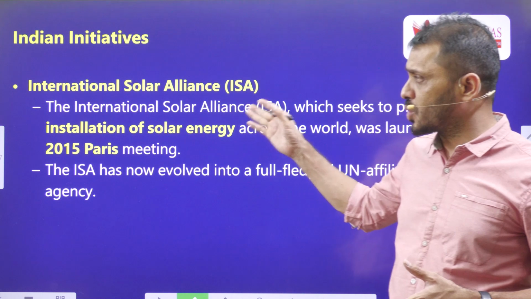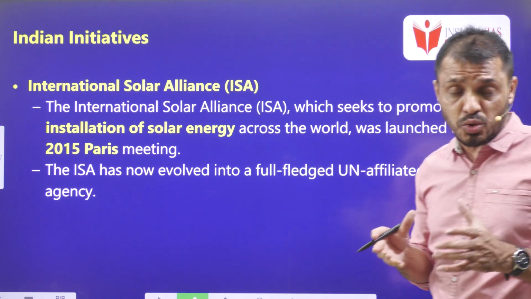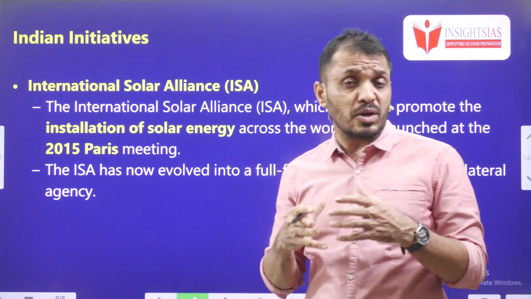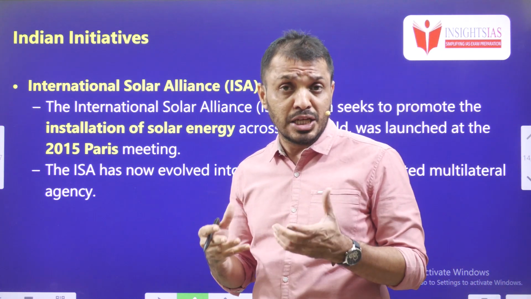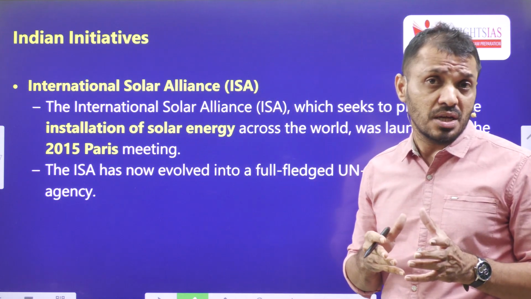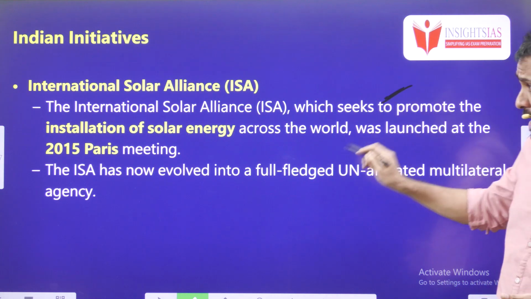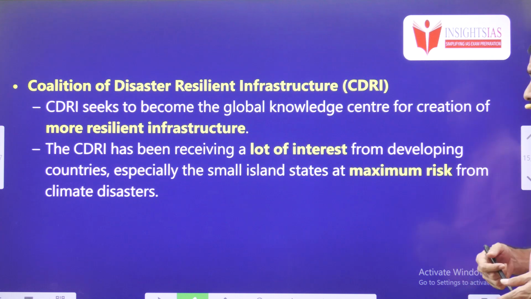Next, India's initiatives at the COP Summit. One is the International Solar Alliance. The International Solar Alliance is an effort to increase solar energy in countries mainly located between the Tropic of Cancer and the Tropic of Capricorn. Because solar energy availability is very high in this particular region. The International Solar Alliance was proposed by India and France at the Paris Climate Agreement. This is one initiative by India at the COP Summit.